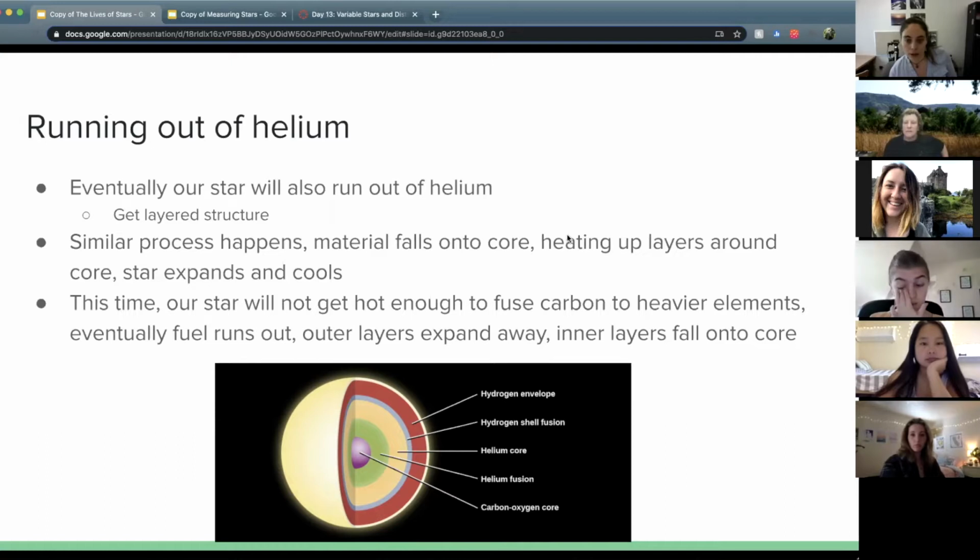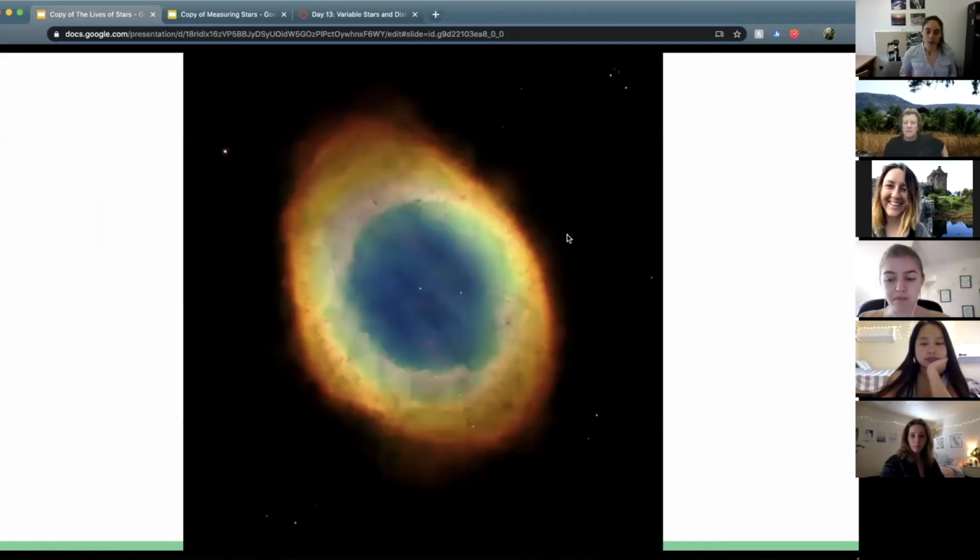As they die, we get things like pretty planetary nebulas, like the Ring Nebula, where there's the small white dwarf star in the center, and then the outer layers, which have expanded away over time. This was the image we ended with last class, as we discussed the lives of medium-sized stars.